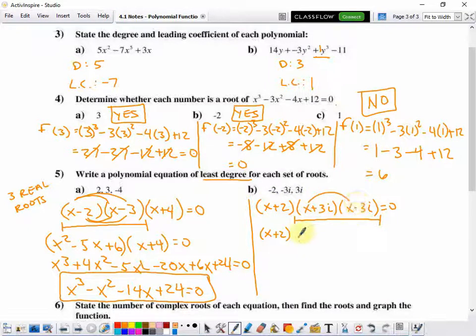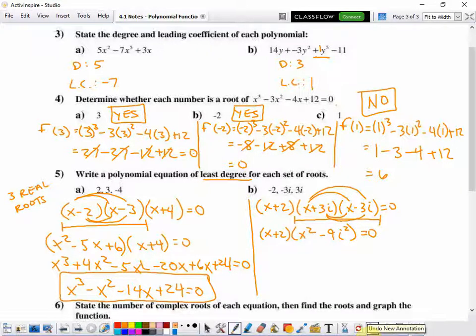So I've got x times x, it's x squared. x times negative 3i is minus 3i times x, then plus 3i times x, and those actually just cancel each other out. Then I've got 3i times negative 3i, and that is negative 9 times i squared.